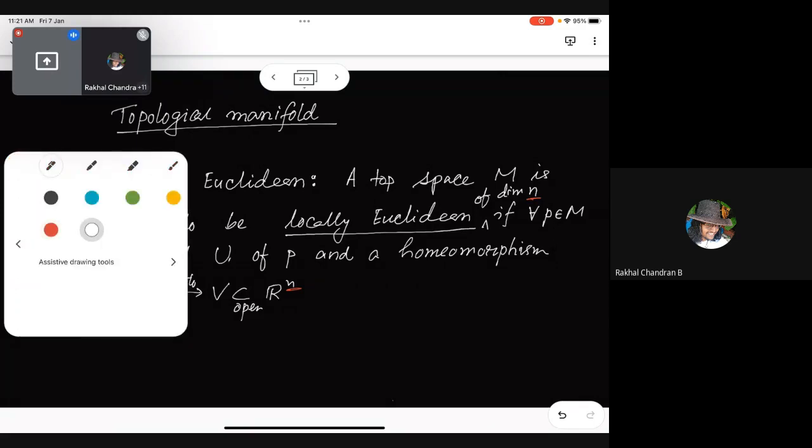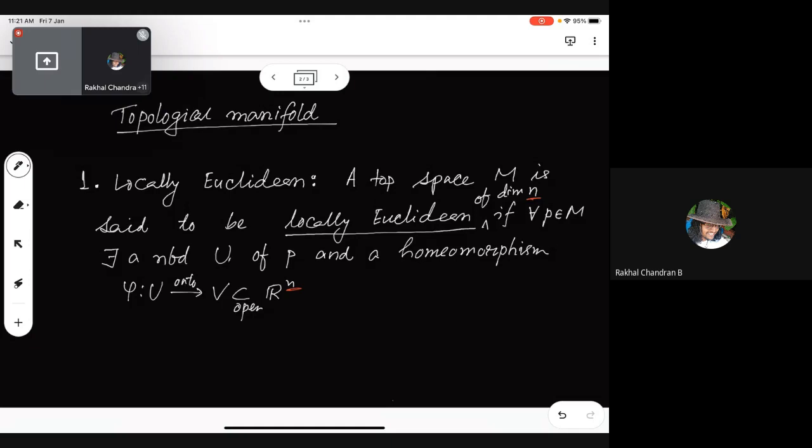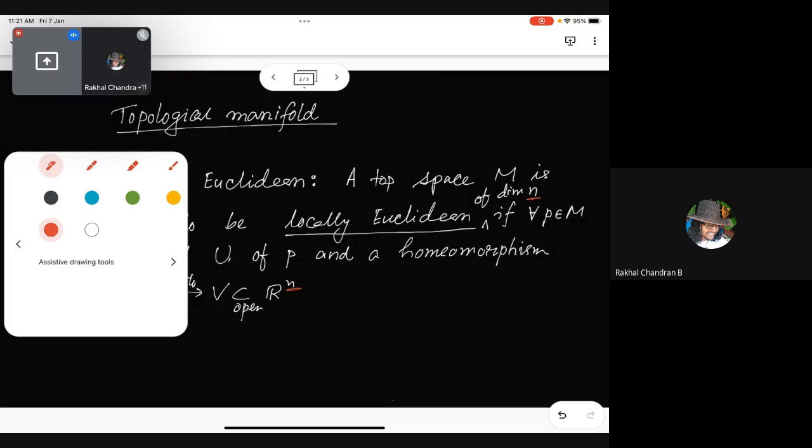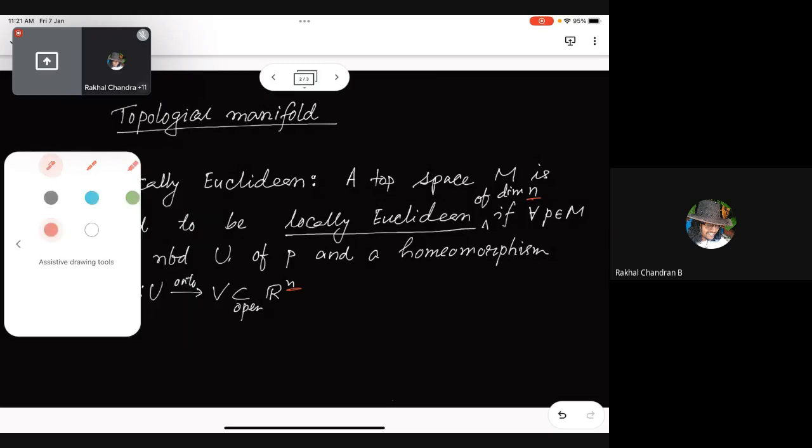All right. So this is open. So a locally Euclidean space is a topological space such that for every point P, you have a neighborhood which actually goes to some open subset of Rn under a homeomorphism. So this part is also important. You have a homeomorphism.